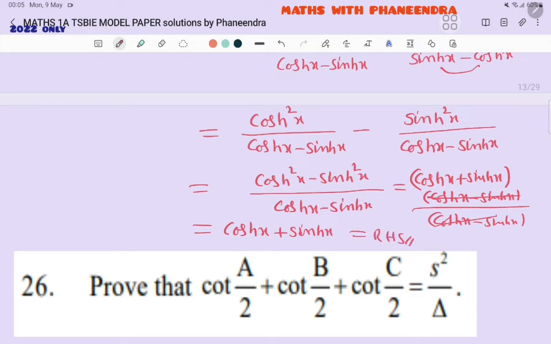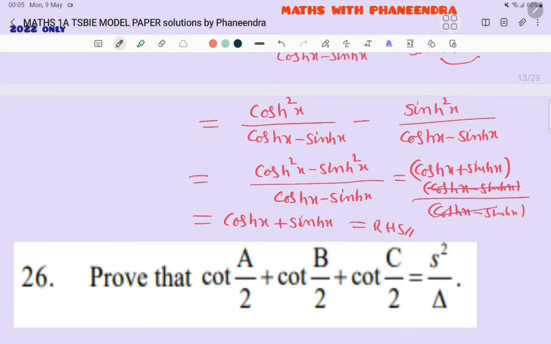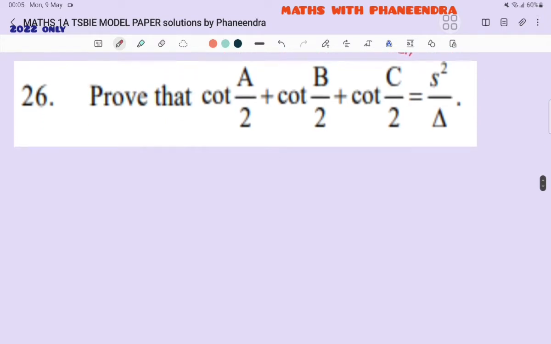So this is a square minus b square, a plus b into a minus b, I wrote. The denominator a minus b also gets cancelled. So the numerator is only the RHS, which is cos hx plus sin hx. I hope you understand, dear students. We'll move on to question number 26.